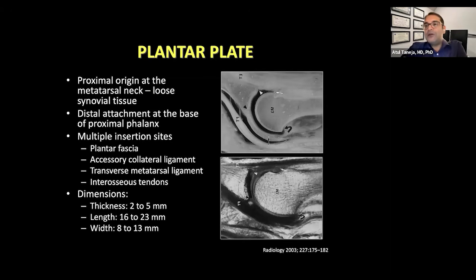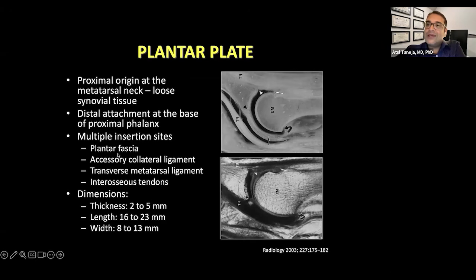They have two main connections. The proximal aspect of the plantar plates is made by loose synovial tissue. It's more flexible, while the distal attachment has a firm aspect at the base of the proximal phalanx. All right, so loose in the proximal aspect at the metatarsal head, and then a firm attachment at the base of the proximal phalanx. And they have other multiple insertion sites.